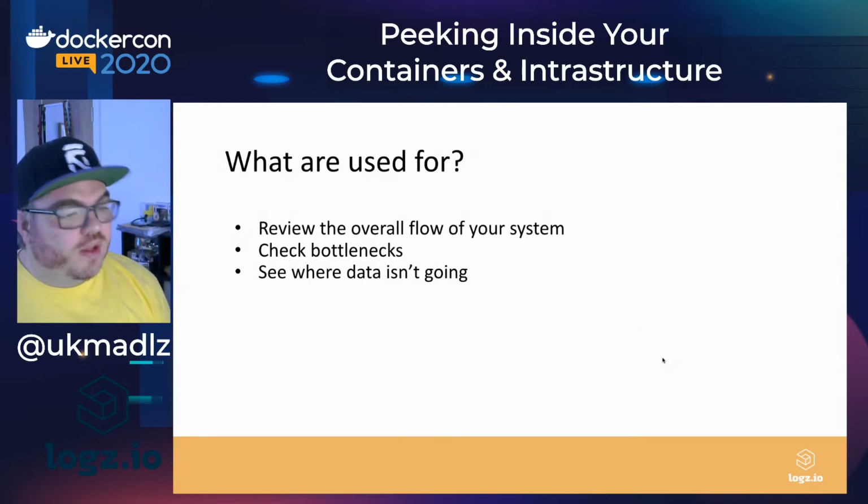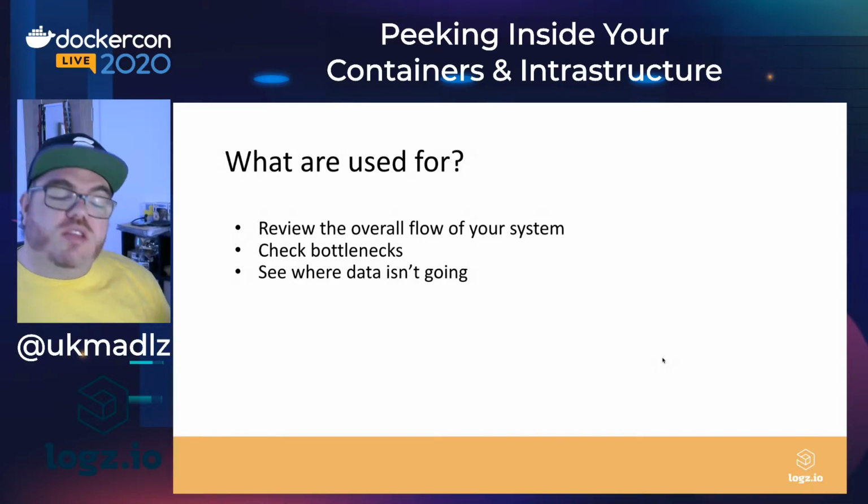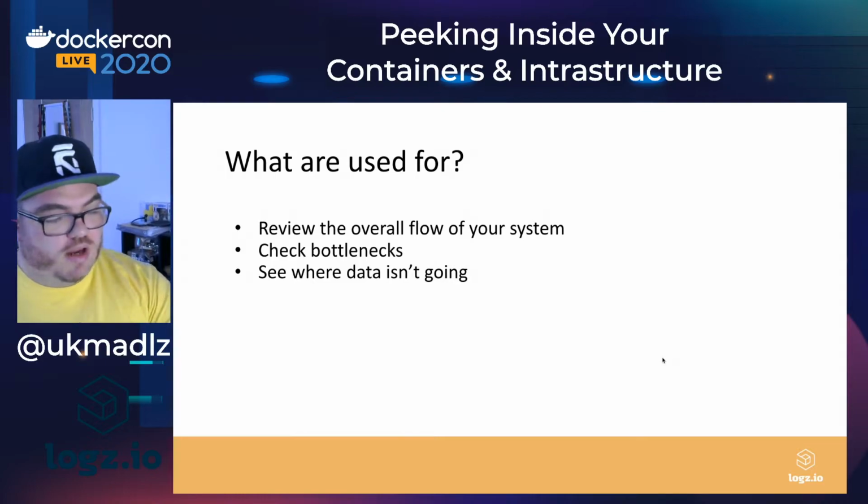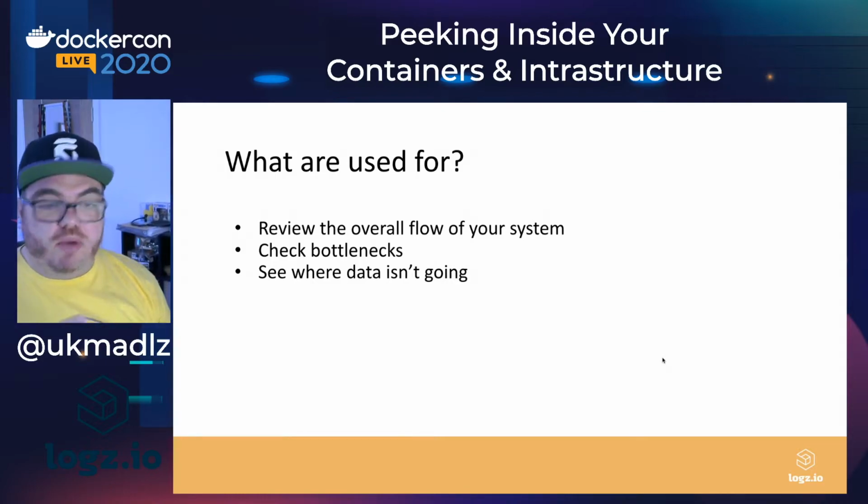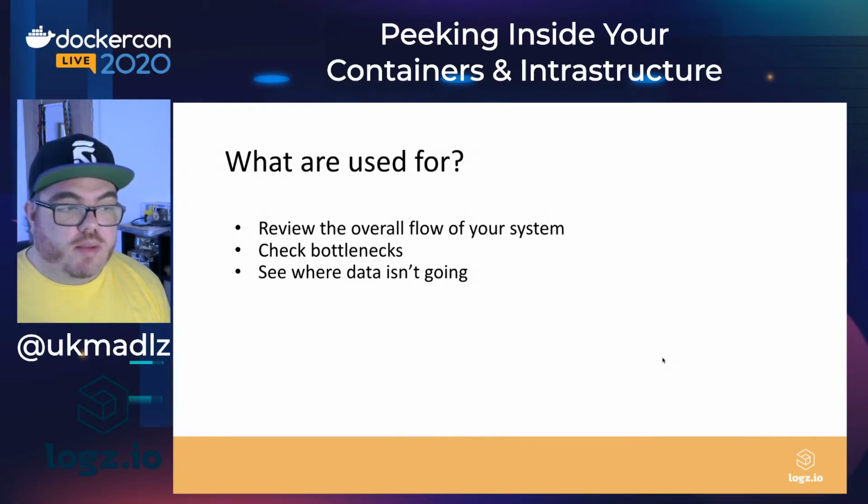So, what is tracing used for? Reviewing the overall flow of your system, so you can see where information is going, or even if it is going there. For example, you may have components in the middle breaking down. As I said before with the metrics, where they may not be reporting anything, that is a bad sign.